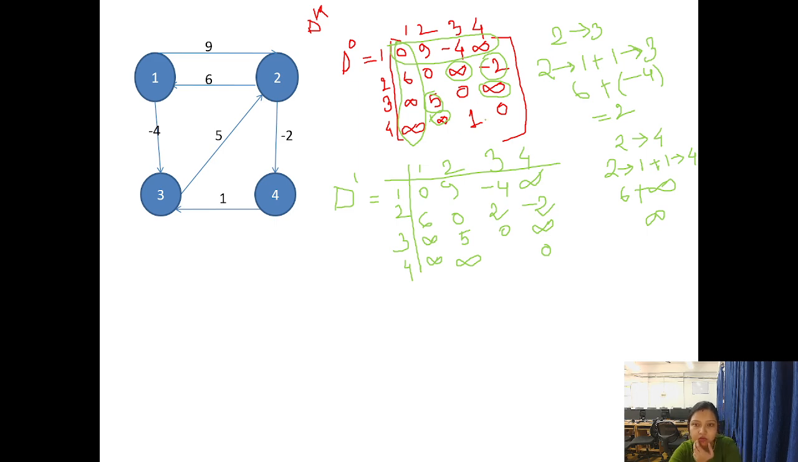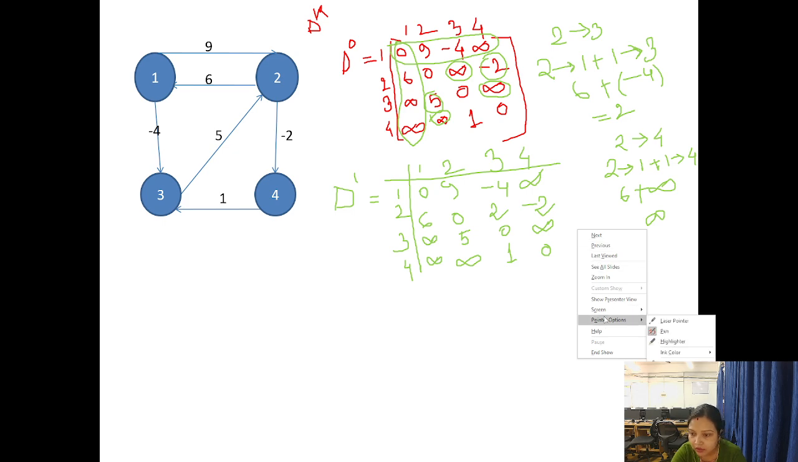Okay, the next one is 4 to 3. Okay, and if we go via node 1, then it will be 4 to 1 and 1 to 3. So infinity plus minus 4, that is infinity only, and it is 1. So better to keep 1. Okay, so we got this D1 table from D0.